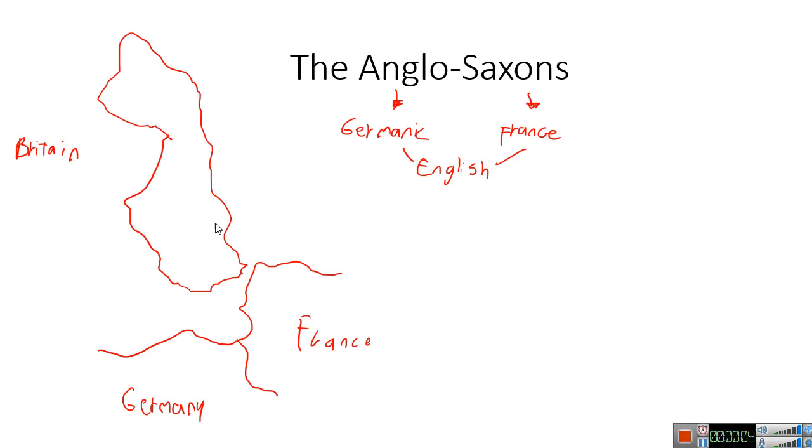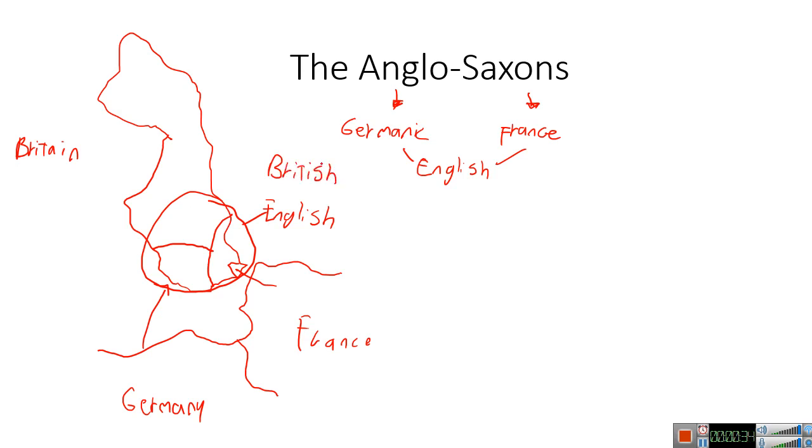Here in this part of Britain was inhabited by France, and this part was inhabited by Germany. Now, that combination resulted in one single language. This is English that I was talking about. This is British English because we are in Britain.